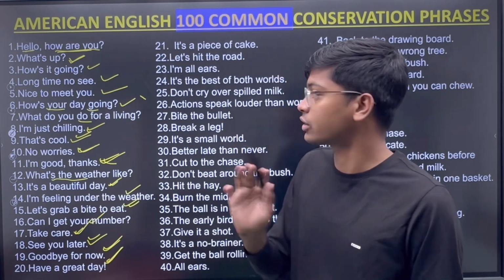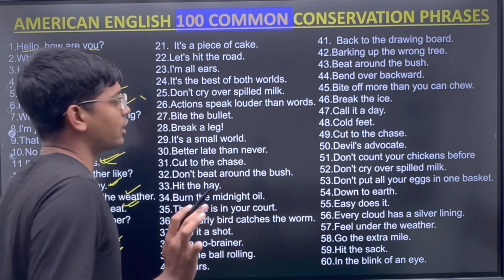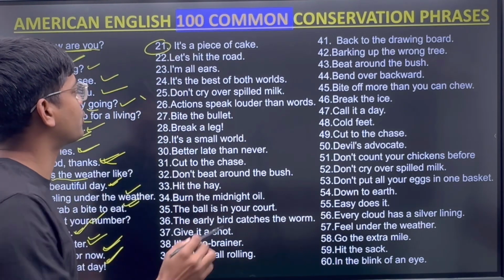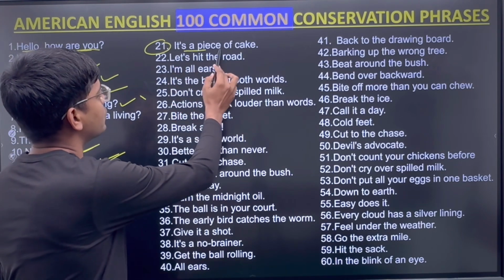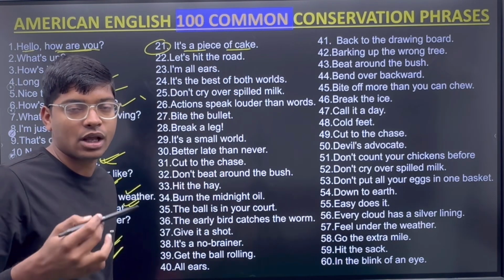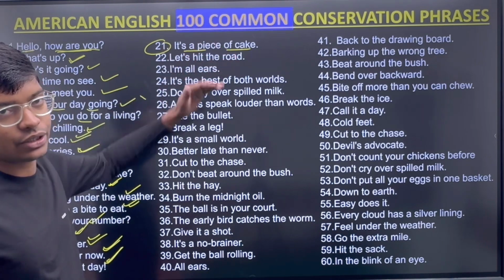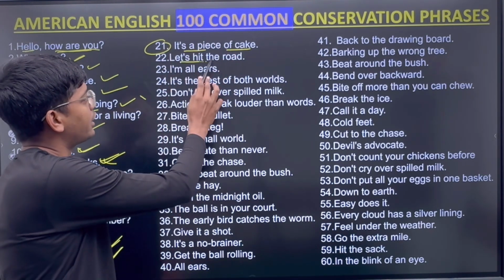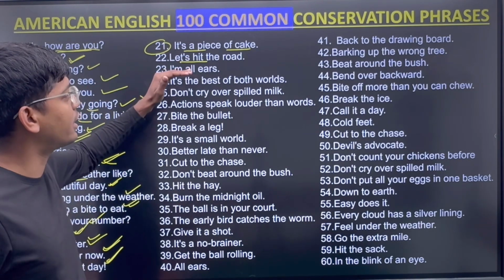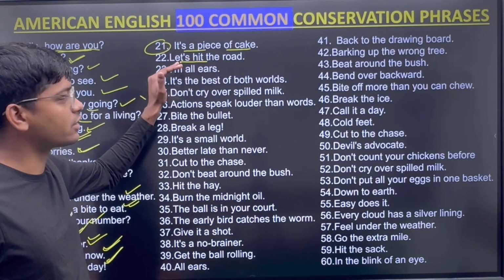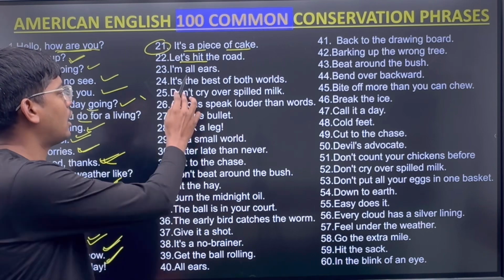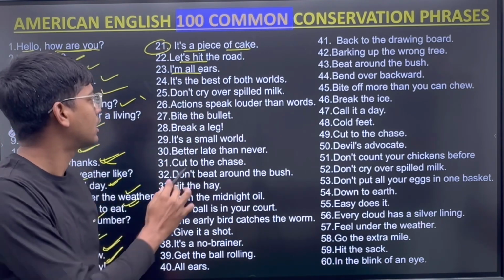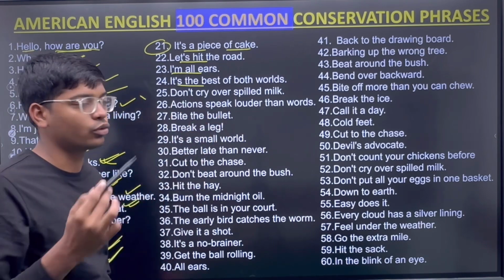So let's practice the next sentences. The next set is 21 onward. It's a piece of cake. That means it's very easy. Let's hit the road. I am all ears. It's the best of both worlds.